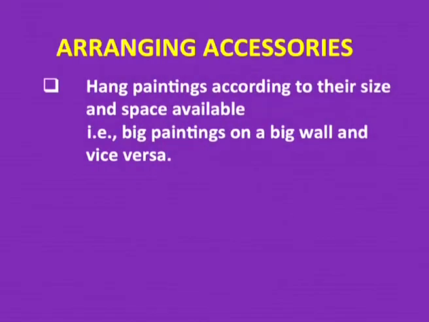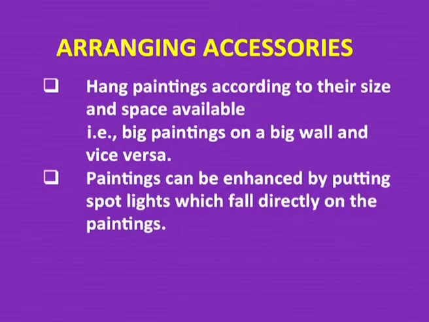Now we need to understand how to arrange the accessories. There are certain points that we need to understand before thinking of what accessories we want to use in our household environment. Hang paintings according to their size and the space available, that is, big paintings on the big wall and small paintings on the small wall. Paintings can be enhanced by putting spotlights which fall directly on the painting and will enhance the beauty and the details of that painting.